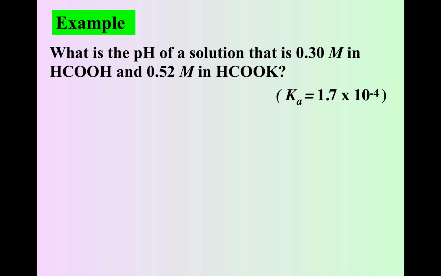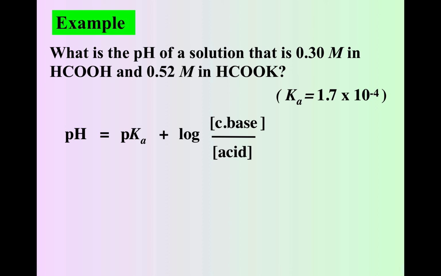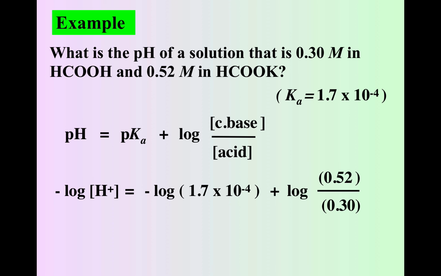So for example, what is the pH of a solution where you've got 0.3 molar formic acid and 0.52 molar potassium formate? So it's easy. Just take these concentrations, right? The concentration of the weak acid, the concentration of its conjugate base, plug into the Henderson-Hasselbalch expression, right? The ratio of the conjugate base to the weak acid, take the log of that ratio, plug in the Ka value and take the negative log and get the pKa, and that gives you the pH, right? The negative log of the H plus concentration is equal to the pKa plus the log of the ratio.